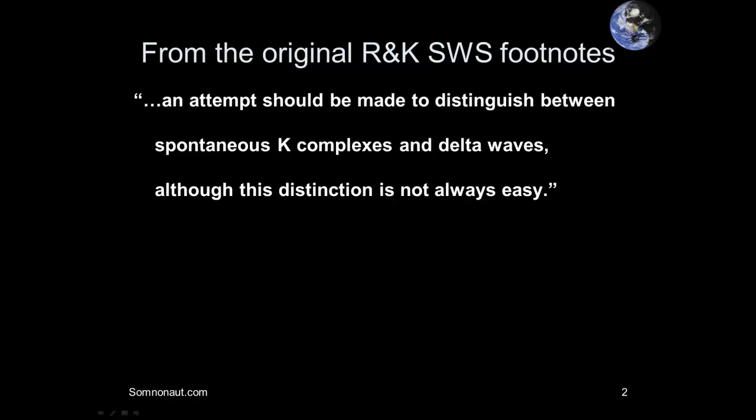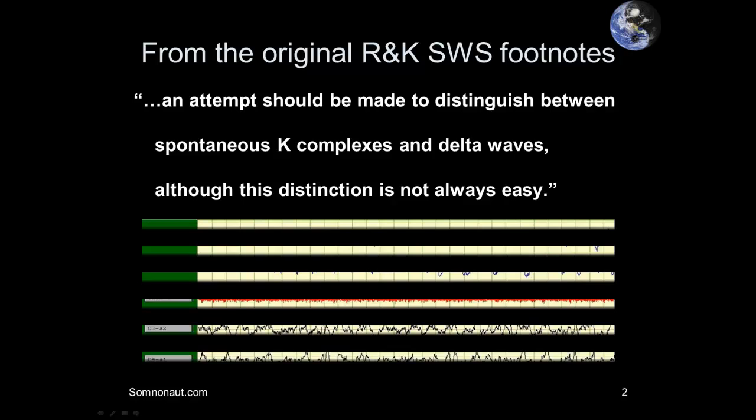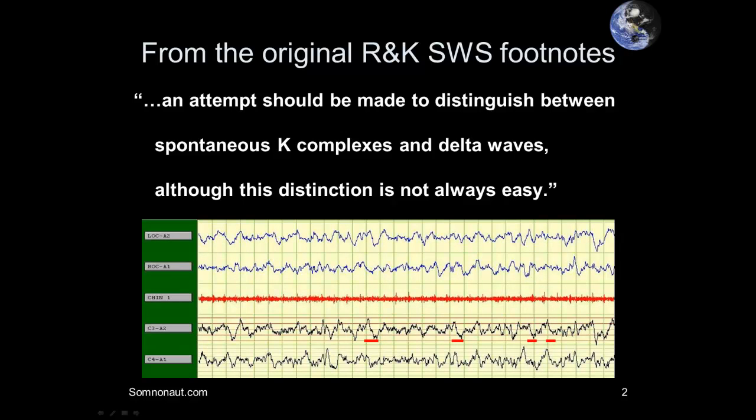This forced the scorer to visually extract K complexes from the field of delta activity and only accrue the non-K complex slow wave activity time. This truly was an art form. A large amount of the slow wave activity present is actually comprised of K complexes. This made it very hard to extract the relevant feature set from visual recognition.